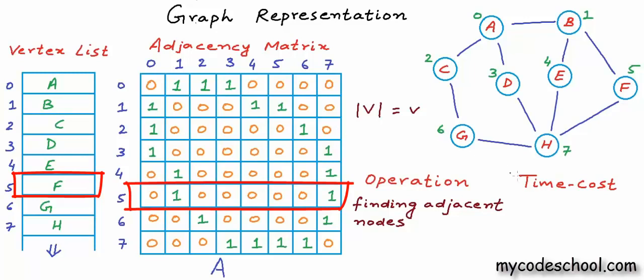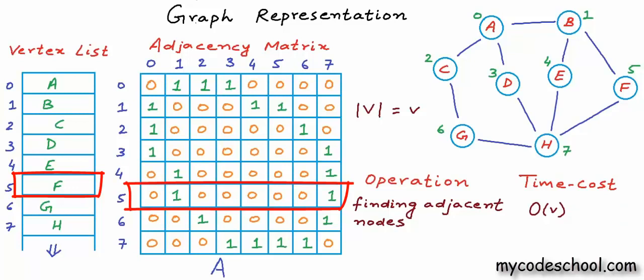Scanning the vertex list to figure out the index in the worst case will cost us time proportional to the number of vertices, because in the worst case we may have to scan the whole list. And scanning a row in the adjacency matrix would once again cost us time proportional to the number of vertices, because in a row we would have exactly v columns, where v is the number of vertices. So the overall time cost of this operation is big O of v.